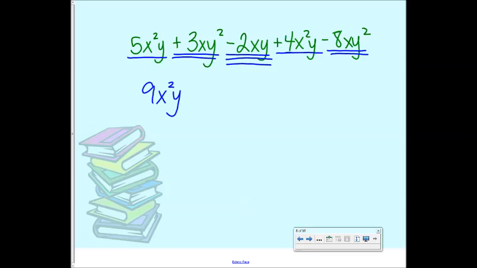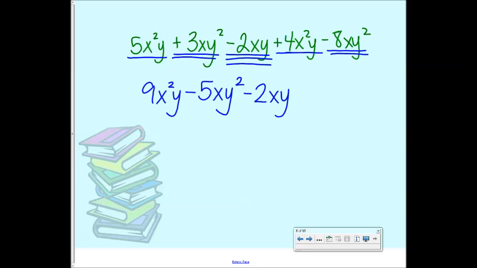Now I'll do my double underline. I've got what here? Positive 3. And over here I've got a negative 8. So plus 3 minus 8, the signs are different. So what do we do? Subtract, which ends up giving me positive or negative 5? Negative 5. So negative 5xy squared. And then last but not least, this guy with no friends, he just goes on the end. And that's it. That's our combining like terms.